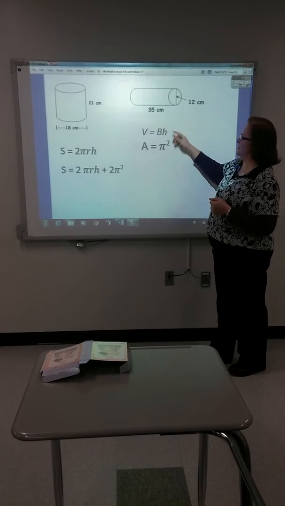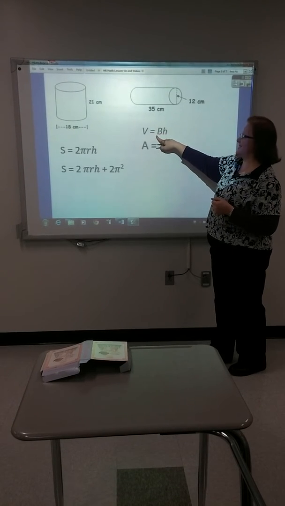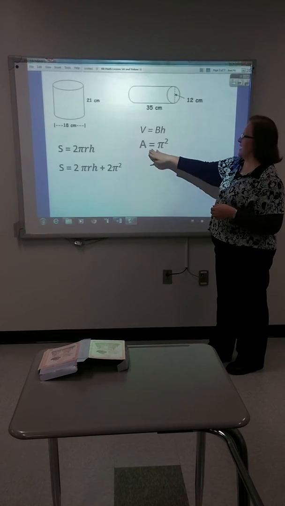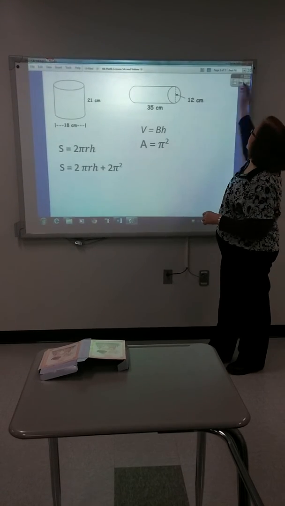Same thing with volume of a cylinder, you just need to understand that capital B is area of the base, and in this case, that's area of a circle. A equals pi r squared.